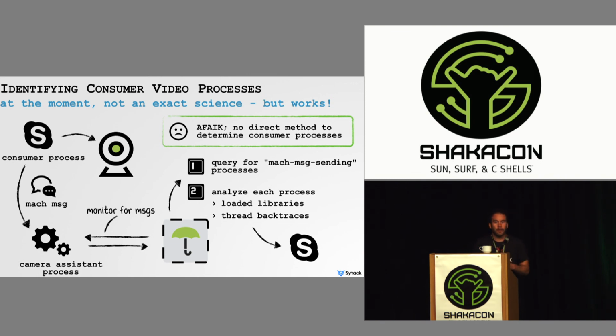So it turns out anytime code accesses the webcam or the mic, the operating system sends a Mach message to the camera assistant process. A Mach message is just an inter-process IPC message that has some information. So what we can do is monitor for these Mach messages by basically observing who is sending these Mach messages to the camera assistant process. Once we have that, then we can also examine that process. We can see what libraries it has loaded. We can look at a thread or stack backtrace to see what the code is doing. And via this method, we can very reliably identify what application or daemon or code or script is accessing the webcam.